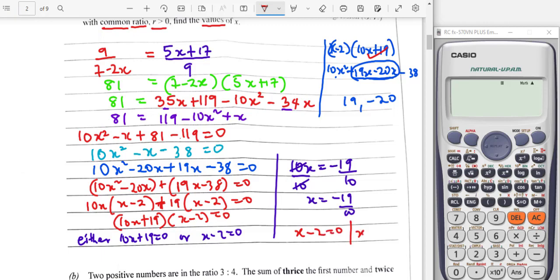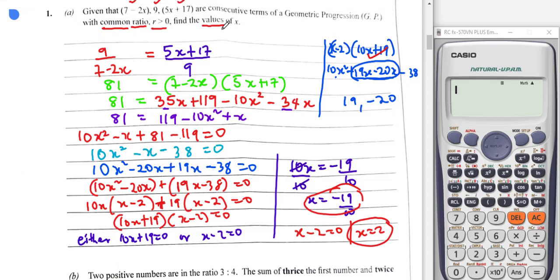So that means x is equal to 2. So these are the values of x: x is 2 or x is negative 19 out of 10. And that's what I had. These are the answers I had when I used the calculator to solve this.